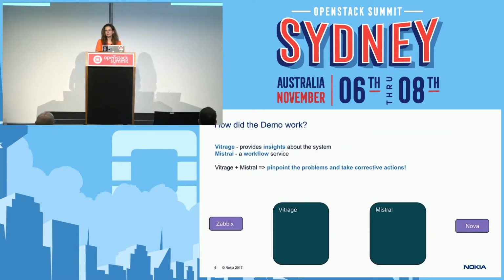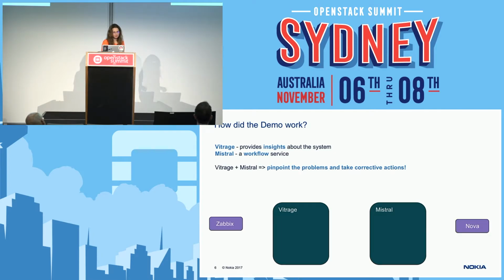OK, so how did the demo work? The demo combined two projects, Vitrage and Mistral. Vitrage is responsible for providing insights about the system. It's not a policy engine, and it doesn't execute actions. Mistral, on the other hand, is a workflow service that is used to execute tasks. Together, they can do both analysis of the system and take corrective action. It's a very powerful combination.